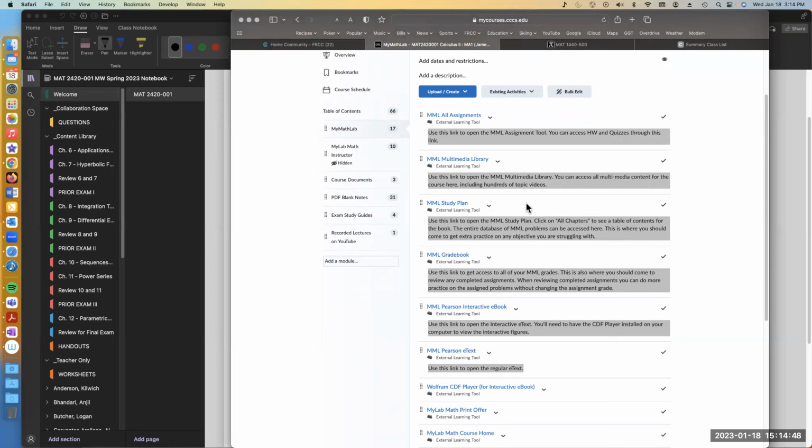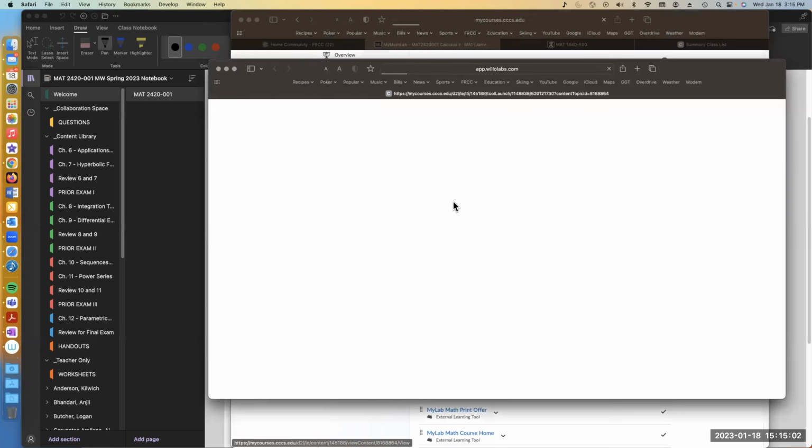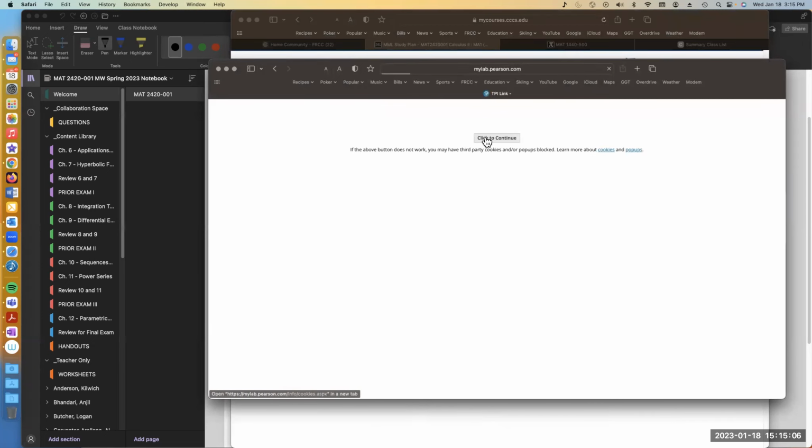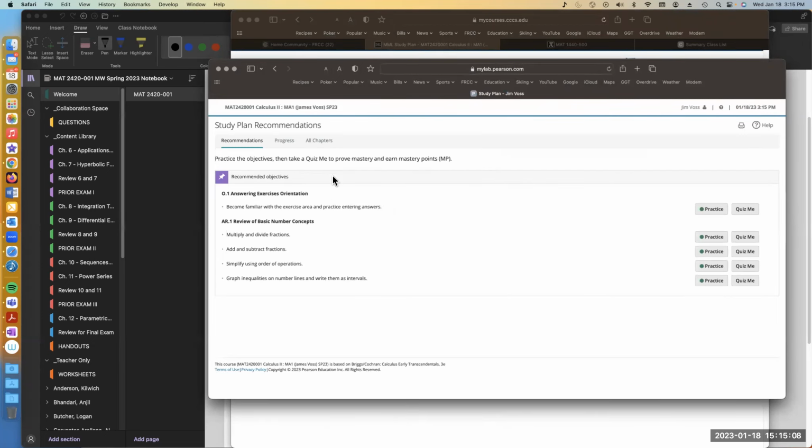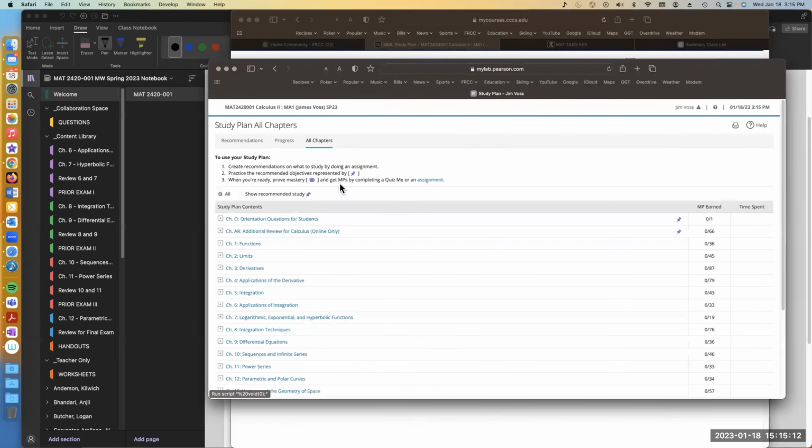But if you're stuck on a topic, if you have a homework assignment that's got 2 questions on a topic and you feel like you still don't have it, that's where you go. You go to the study plan. You can do a bazillion questions, as many as you want on that topic. So if you click on the study plan, it's going to just pop up a table of contents for the book, and you can go wherever you want. And if you click all chapters, it will show you the full table of contents, and you just drill down.